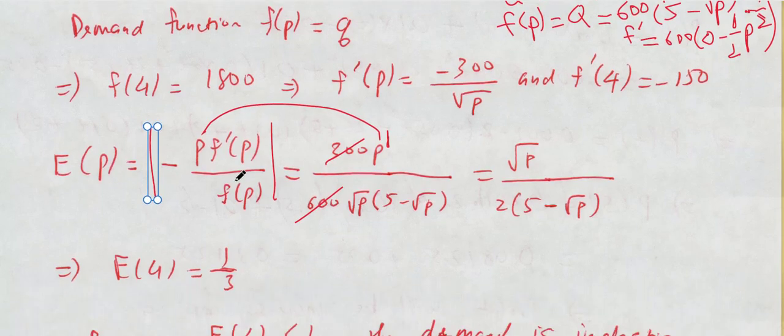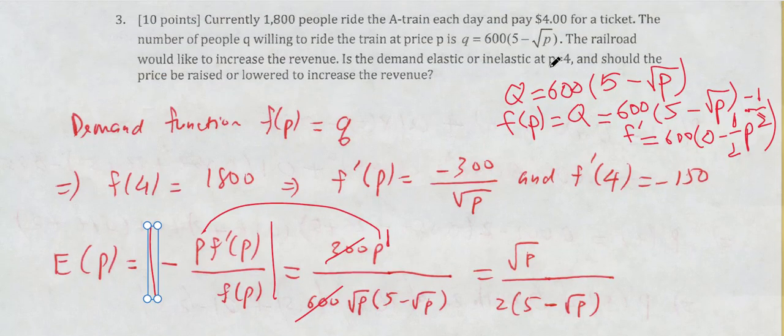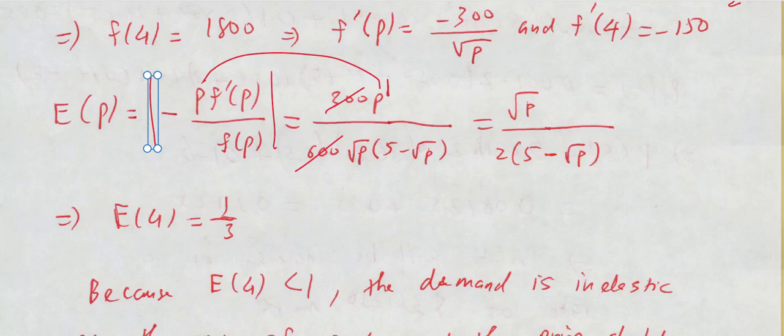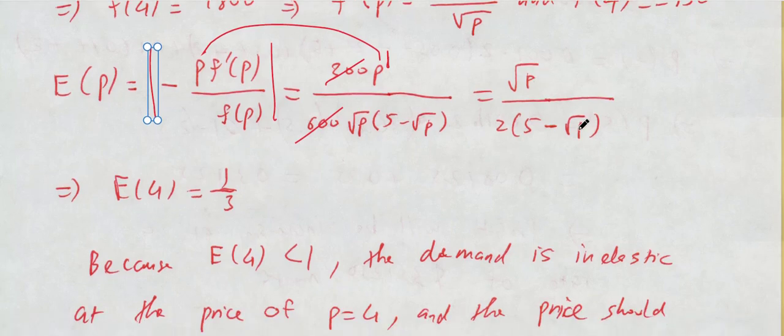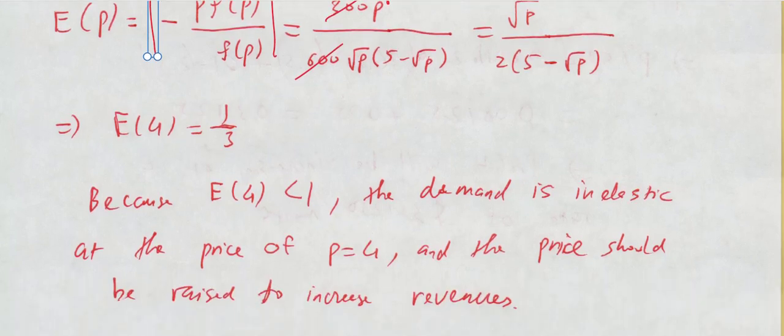And all we do now is test the value when the price is $4, because we want to find what happened at this price, p equals 4. So when p equals 4, I plug 4 into here and here. I got 1/3 for the elasticity of demand, and 1/3 is less than 1. That means this is inelastic. Less than 1 is inelastic. Bigger than 1 is elastic.